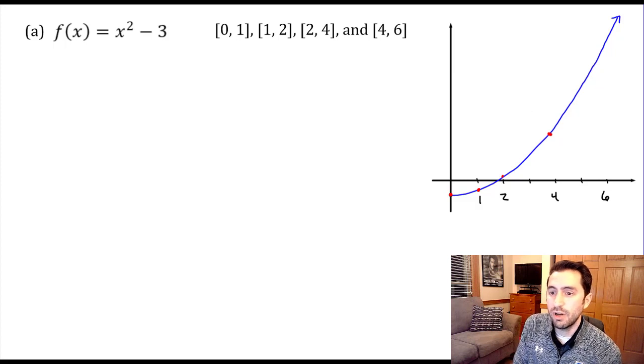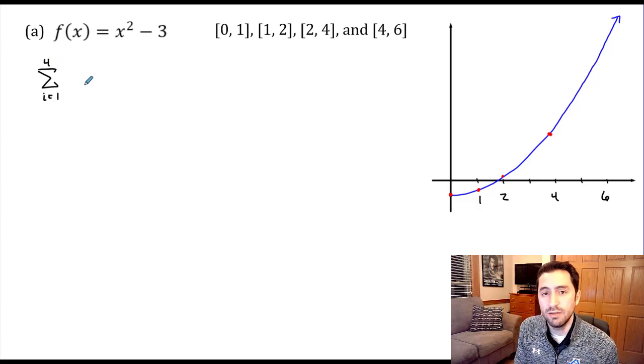Now, when we're figuring out Riemann sums, the notation I'm going to use is still capital sigma to represent the summation. We're going from i equal to 1 to n, and in this case, n is going to be 4 because we have 4 subintervals. We are adding together the areas of rectangles.